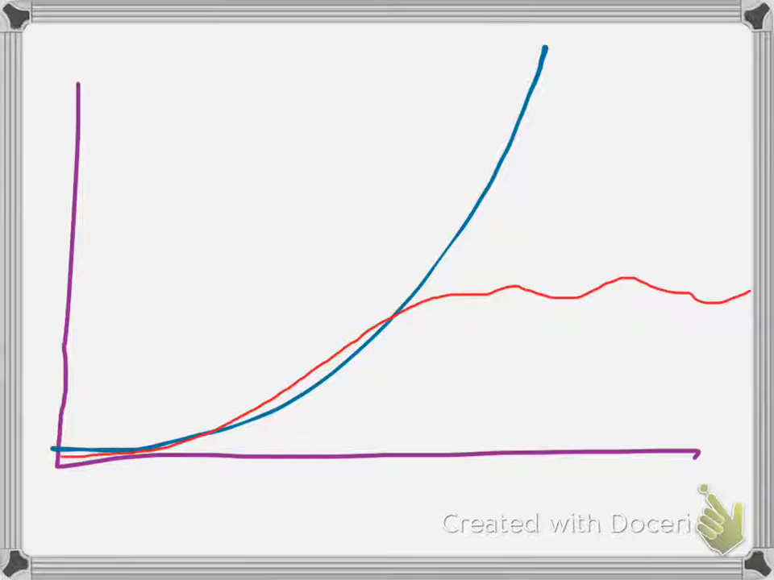Okay, so I got two curves here. Today is the 16th. One of those curves represents exponential growth. Which one? Blue or red? Ski slope. Yeah, the blue one. This is our exponential growth.